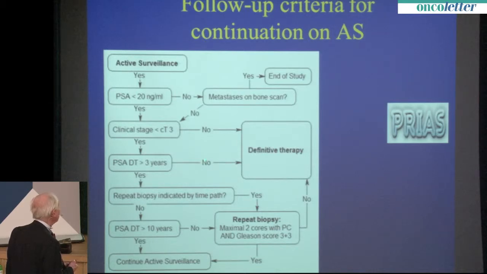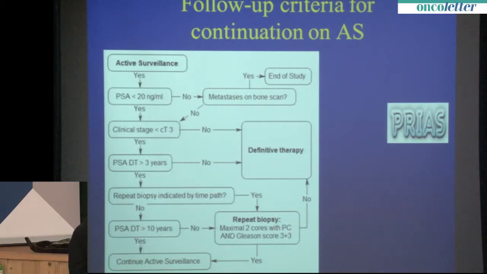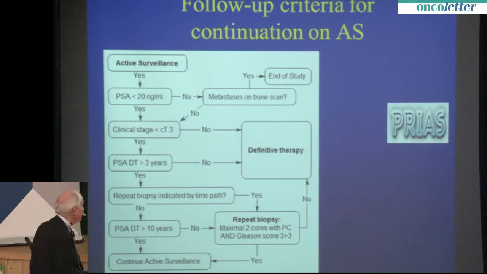You can see here the indications for change of treatment if somebody turns out to have a clinical T3 cancer, or if the PSA goes up to above 20, the metastatic bone scan, and the study will end. And the other criteria are freely available on the internet, and I don't want to go through all the details.